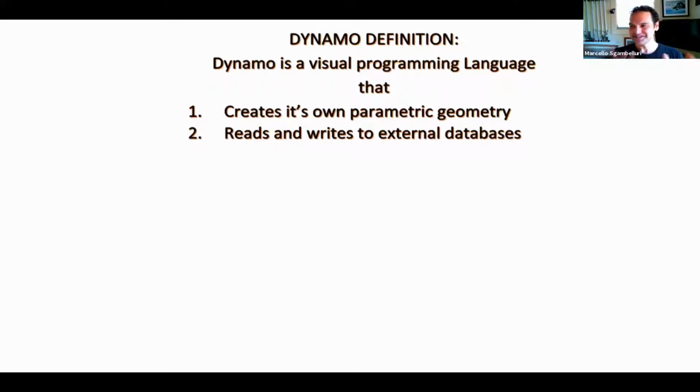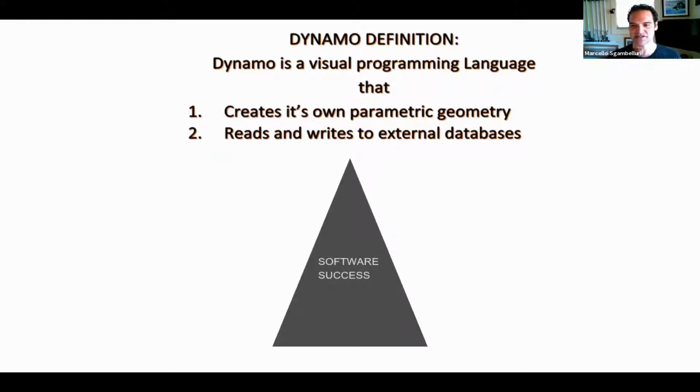So let me tell you what my definition is. And this is going to be in the book. This is all it is. It's a visual programming language that creates its own parametric geometry and that reads and writes to external databases. So the external database that we normally think of is Revit, but it doesn't have to be Revit. Another one we may think of is Excel, which is pretty common. So Dynamo in and of itself is extremely powerful and quite simple in concept. If you Google it, you may get an explanation bigger than this, but that's really at its core what it is.